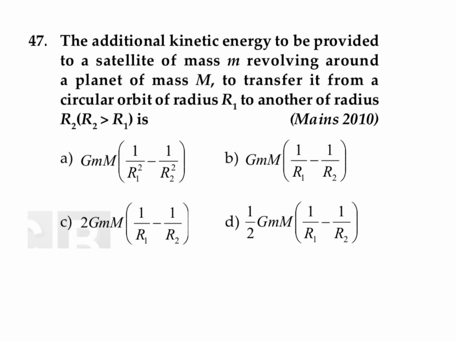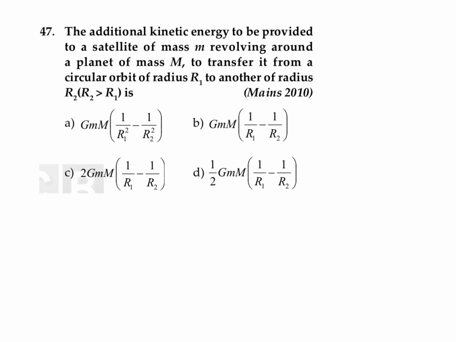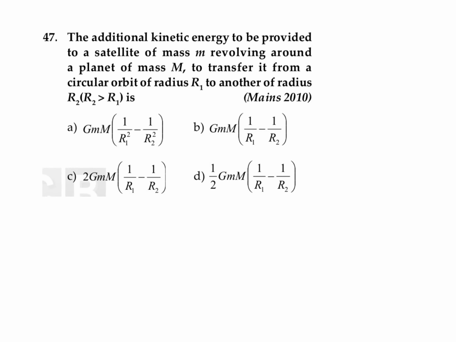The additional kinetic energy to be provided to a satellite of mass m revolving around a planet of mass M to transfer it from a circular orbit of radius r1 to another orbit of radius r2. So we can find out the value of the energy required. The energy required will be equal to the difference in energy of this satellite in these two stages.